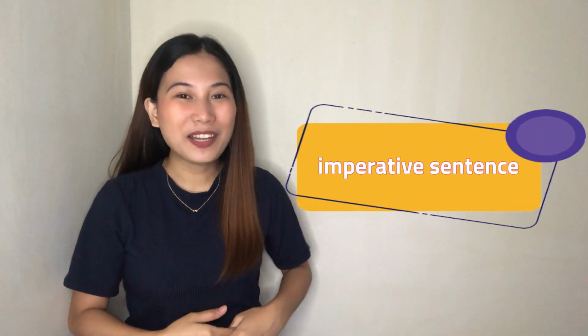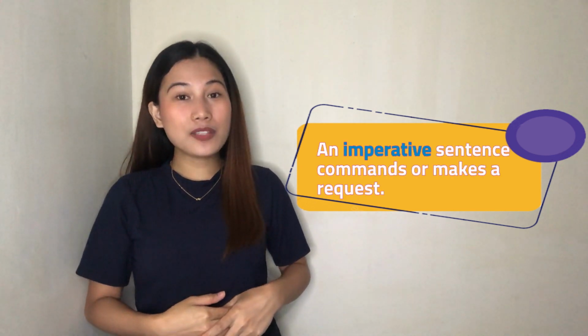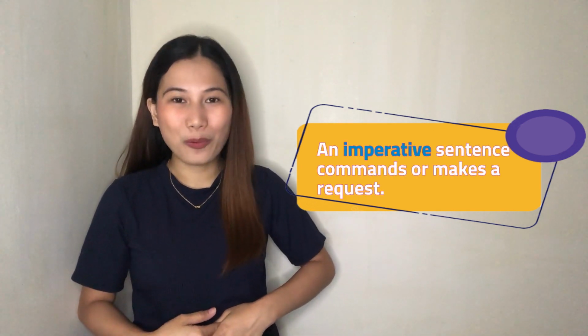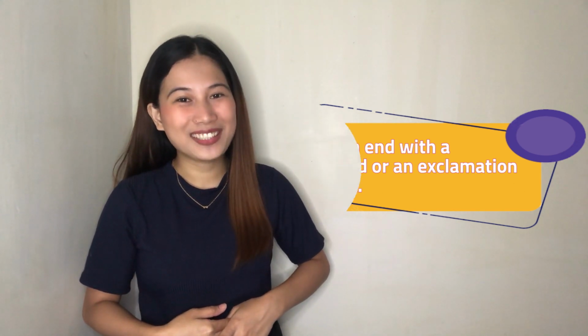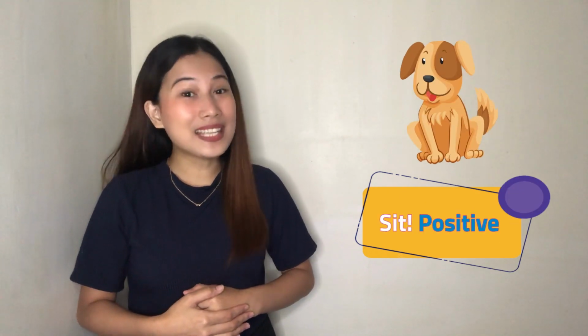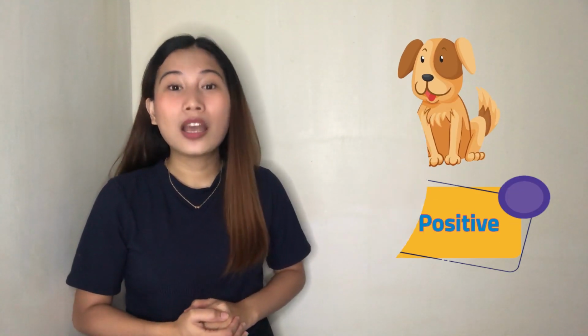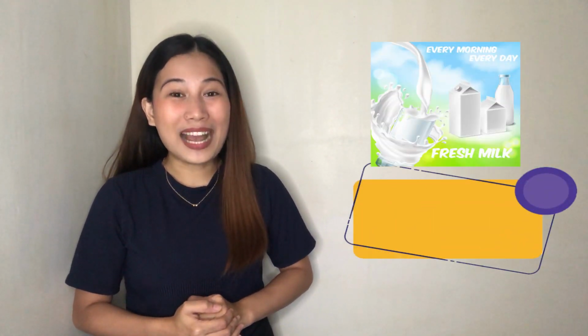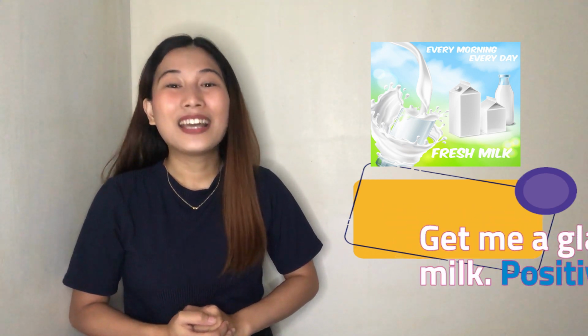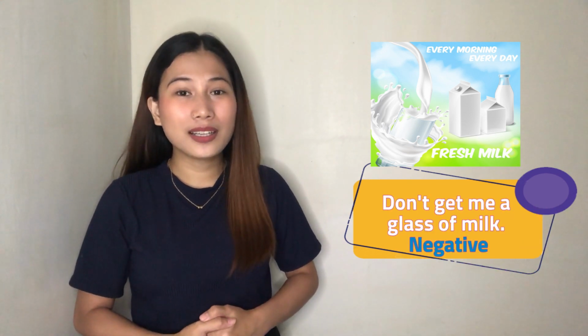Third, we have imperative sentences. An imperative sentence commands or makes a request. It can end with a period or an exclamation point. For the formula, we usually have the base verb only. Like the other sentences, it can be positive or negative. Sit, that's positive. Do not sit, negative. Get me a glass of milk, positive. Don't get me a glass of milk, negative.